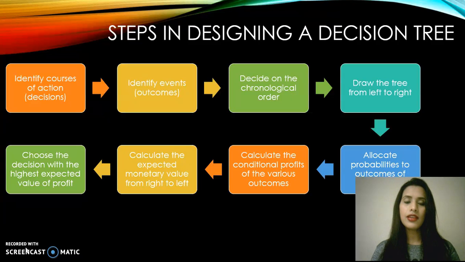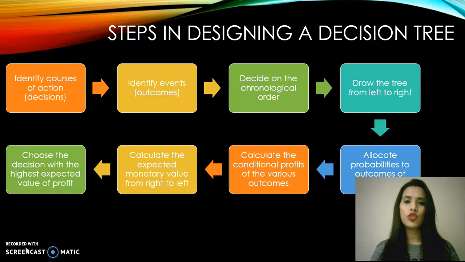It is to decide in the chronological order, and this means that all the decisions and events would have to be put into proper sequence. Thereafter, you would draw the decision tree, and this tree is constructed from left to right and is known as the forward pass. The following step involves allocating probabilities to the various outcomes.